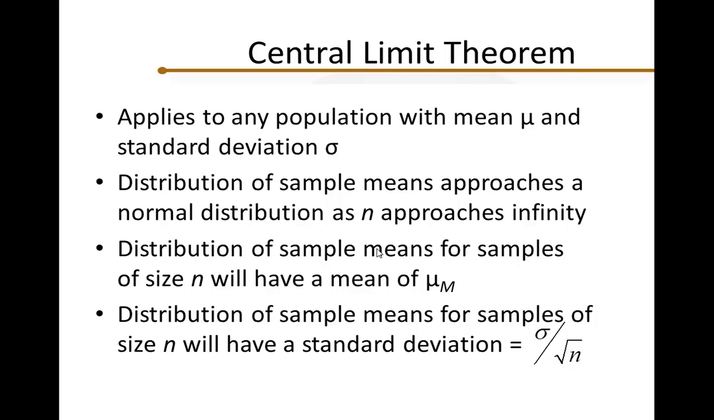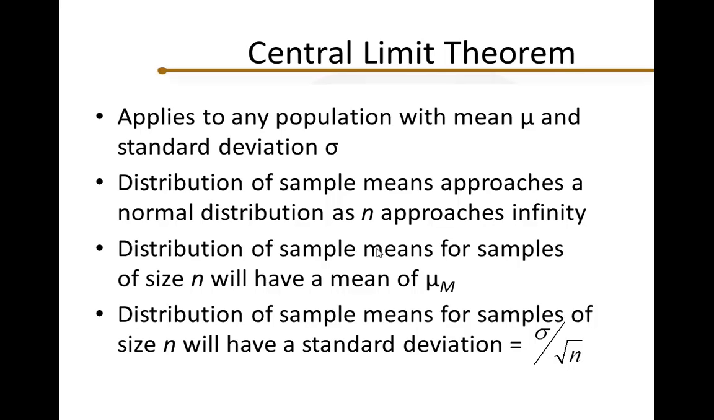The distribution of sample means approaches a normal distribution as n approaches infinity. The distribution of sample means for samples of size n will have a mean that is very similar to your population mean, right? And it will have a standard deviation that equals your population standard deviation divided by the square root of n.